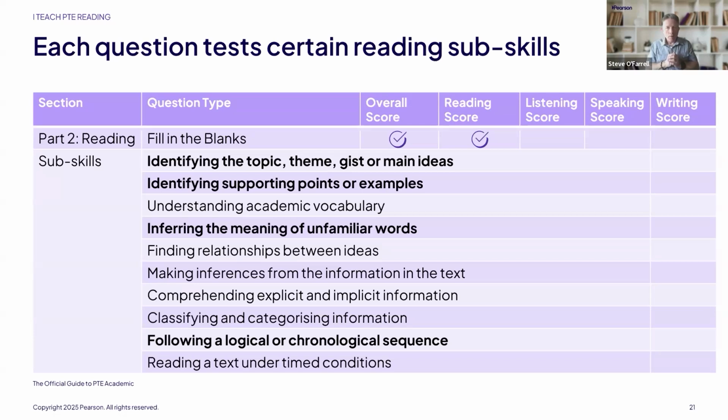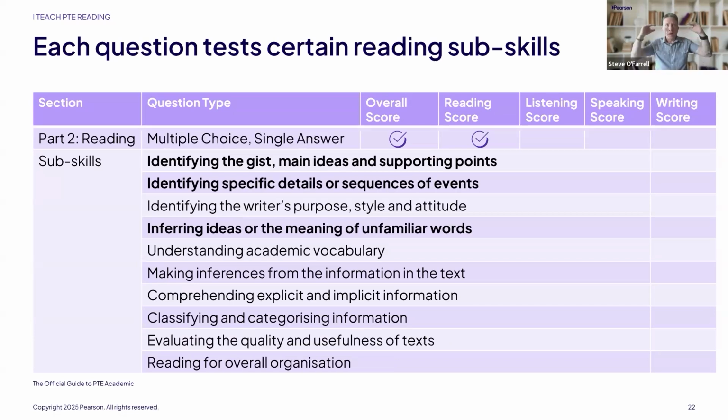So these are the second fill in the blanks. And finally, multi-single: identifying main ideas, supporting points, specific details or sequences, inferring ideas or meaning of unfamiliar words. Again, we're getting common ones going through, which we're going to look at. Before that, we've also got identifying the writer's purpose, style, and attitude. Academic vocabularies are again there. Inference from the information, explicit and implicit, classifying and categorizing, quality and usefulness, and overall organization. All of those in there.